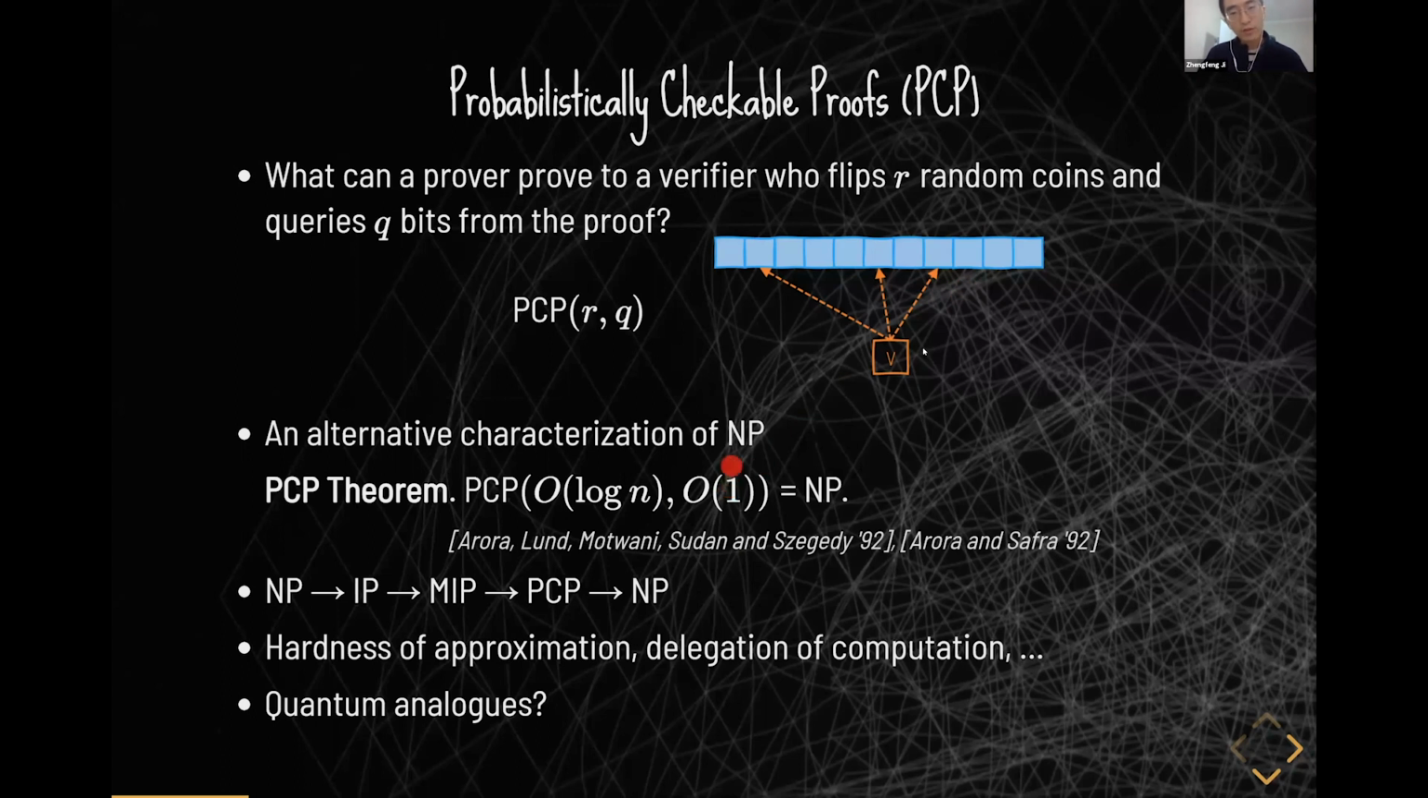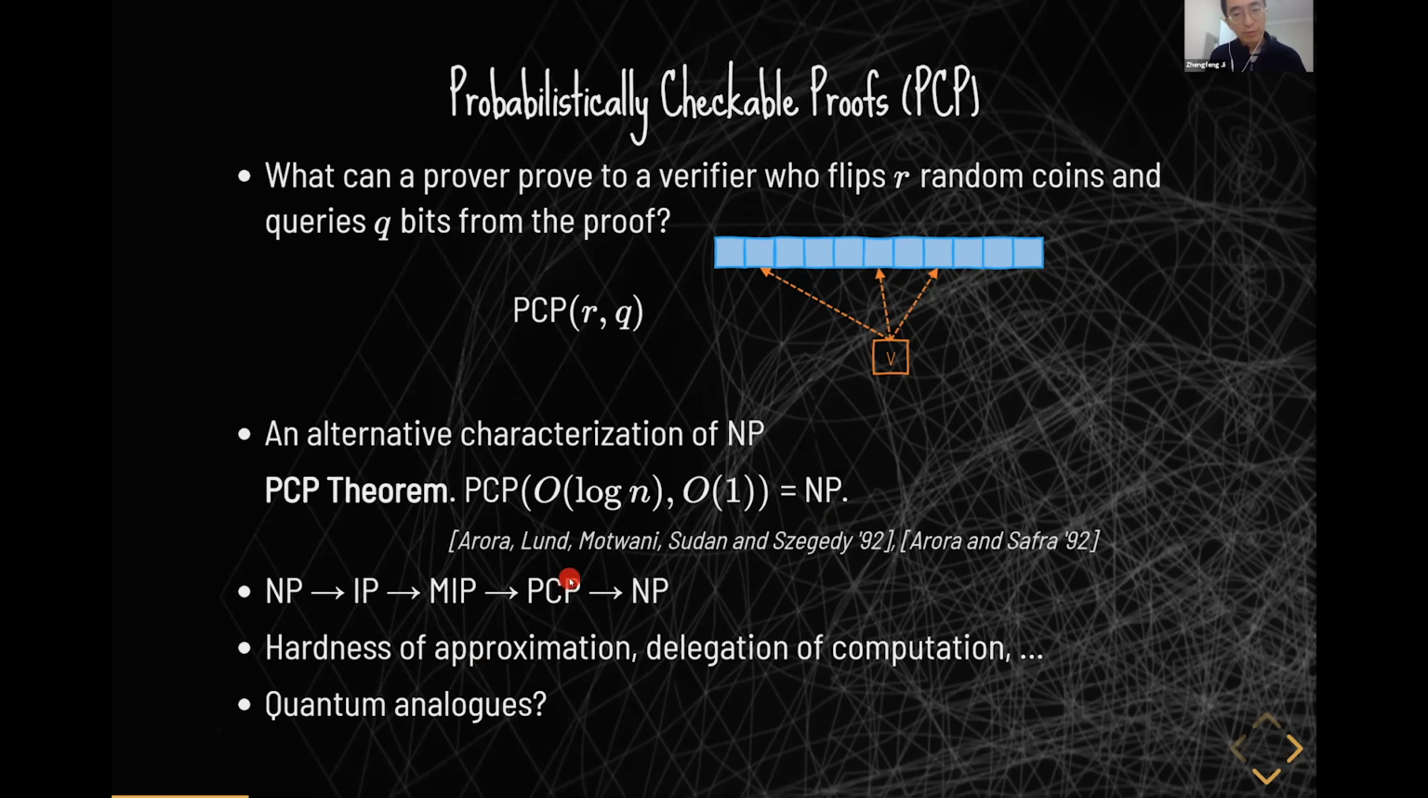So that's a very surprising result: for every statement in NP, you can have a probabilistic checkable proof of this form. So it's really efficient. You only need to read a constant number of bits from this very long proof string of n bits. And that's the main advantage that we will exploit in our construction.